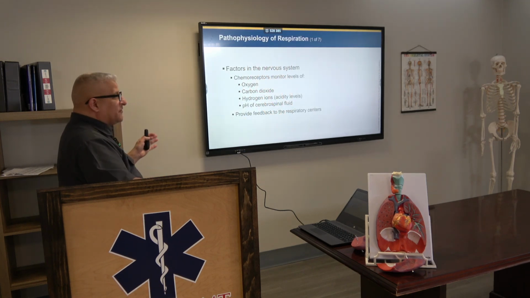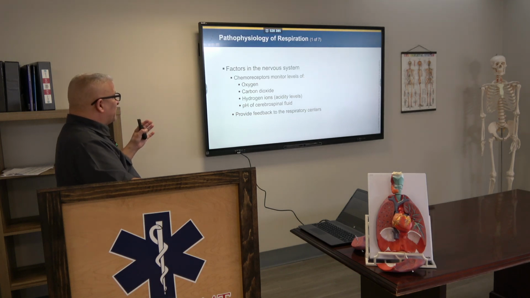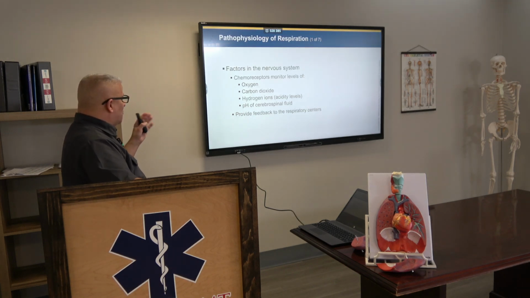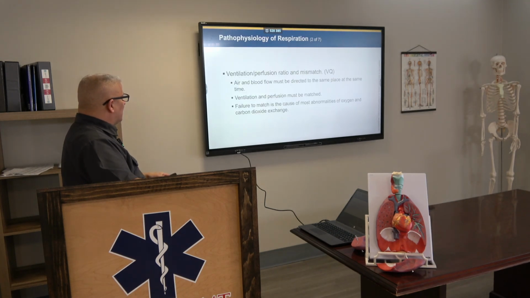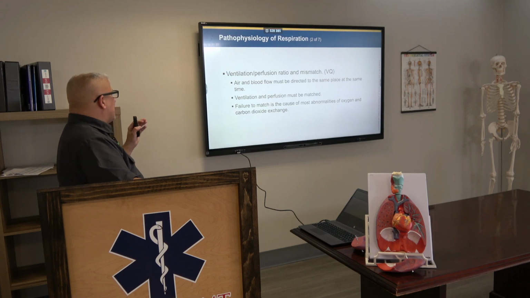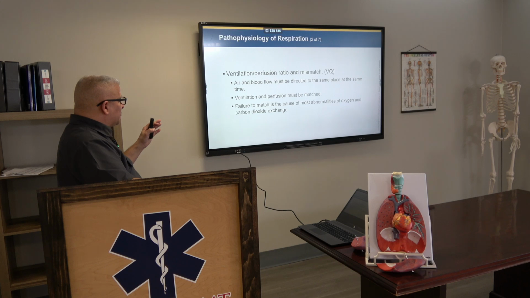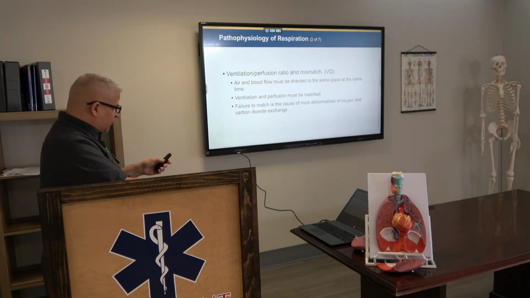Okay, factors in the nervous system. Chemoreceptors monitor the oxygen, carbon dioxide, hydrogen ions, and the pH in our cerebrospinal fluid. The air and the blood flow must be directed to the same place at the same time. Ventilation and perfusion must be matched. Failure to match is the cause of most abnormalities of oxygen and carbon dioxide exchange.